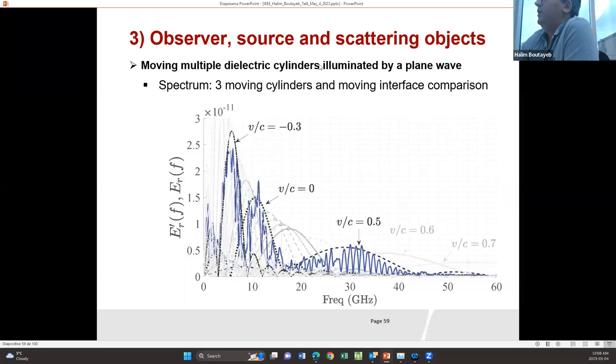And here for three cylinders, one moving, for example, at minus 0.3, with the other one at 0 and the other one at 0.5, we will get this kind of blue curve, which we can relate to the moving interface when we compare. We normalize the amplitude in order to have a better comparison, but we can see the effect of the different velocities.